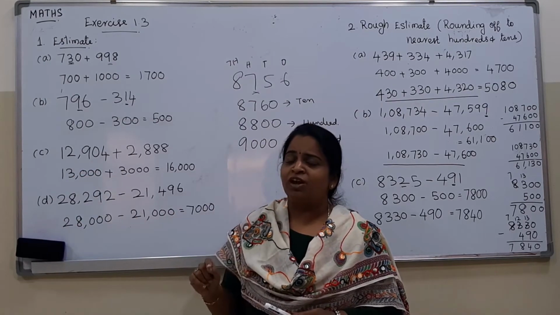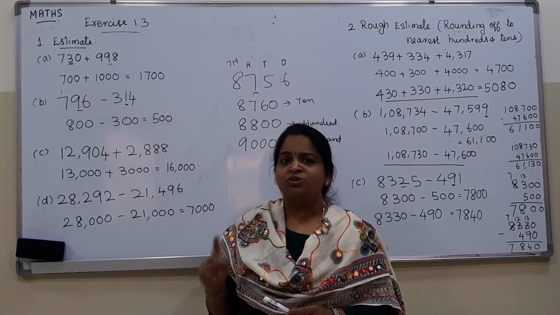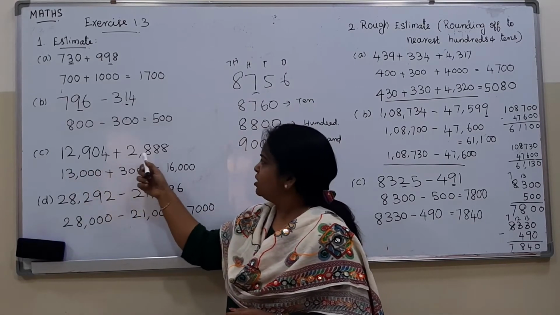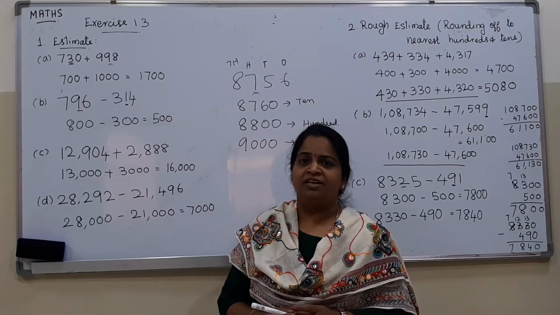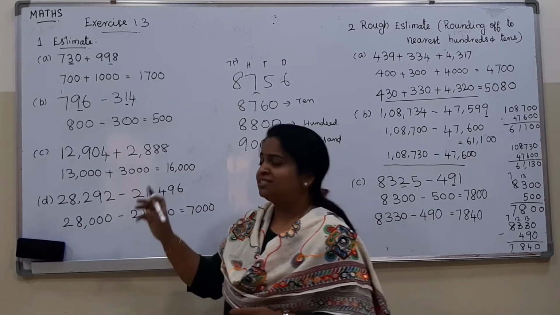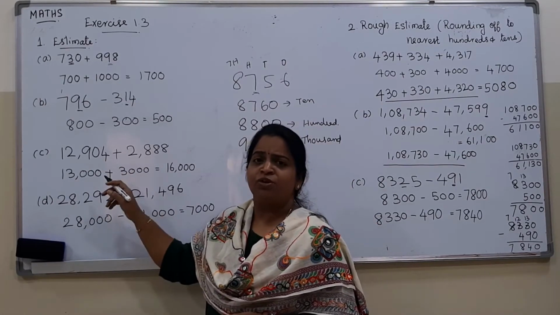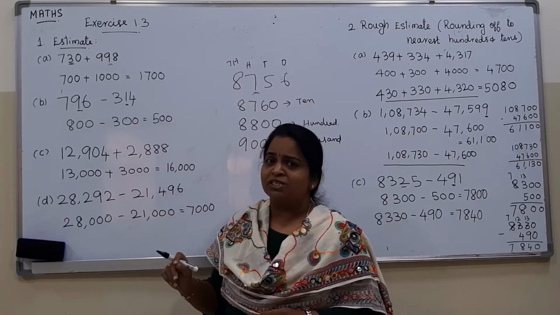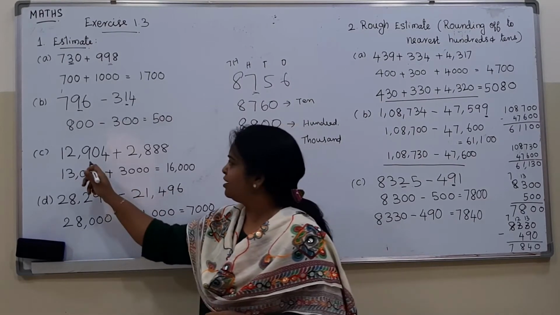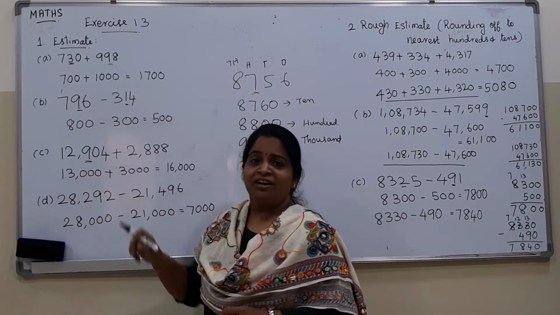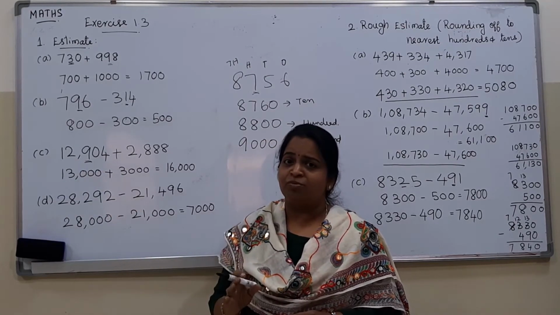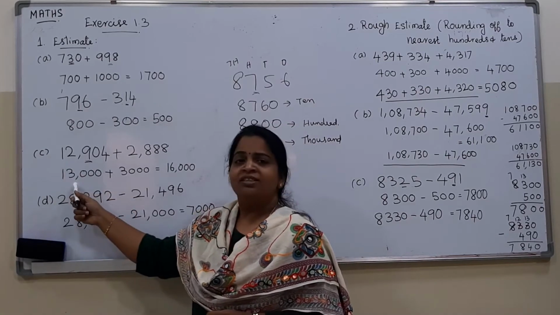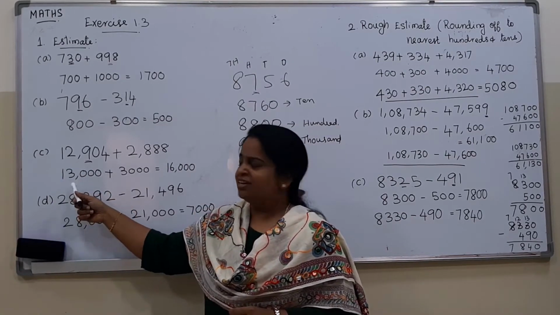1000 means what we have to do? 100th place you have to check. Here 12,904 plus 2,888. What you are going to do? You are going to round off nearest to 1000th place. So 1000th place means we have to check the number in the 100th place. How much is here? 9. 9 more than 5 means you have to add 1 with the 1000th place, right? So it becomes 13,000. It's easy, right?